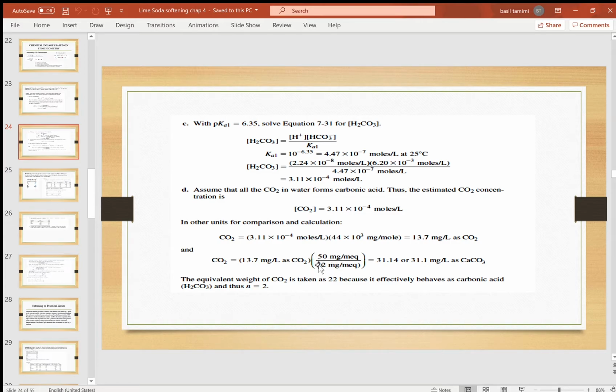Now the question is, how did we get this 22? We know the equivalent weight of carbon dioxide is the molecular weight of carbon dioxide divided by the charge.